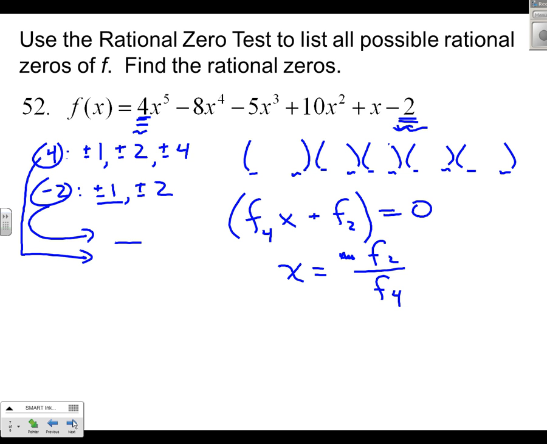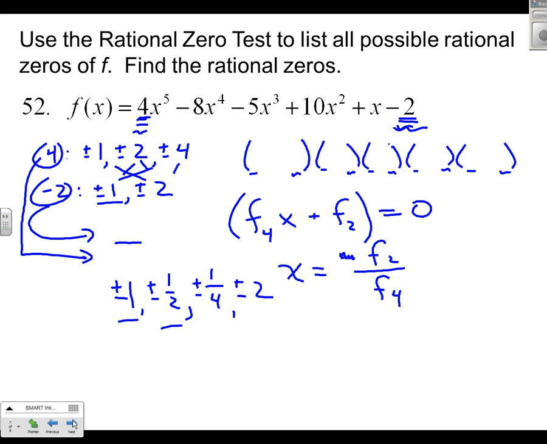So I need 1s on 1s, that's plus or minus 1. I need 1s on 2s, that's plus or minus 1/2. I need 1s on 4s, plus or minus 1/4. I need 2s on 1s, plus or minus 2. I need 2s on 2s, but that's 1. I need 2s on 4s, but that's 1/2. That is all of the possible rational zeros. And now we would be charged with trying each of those. I'd have to try 1, try negative 1, try 1/2, try negative 1/2, try 1/4, try negative 1/4, try 2, try negative 2.